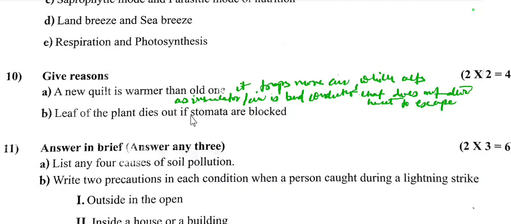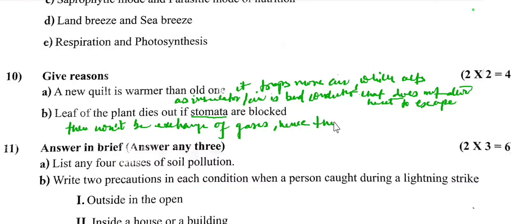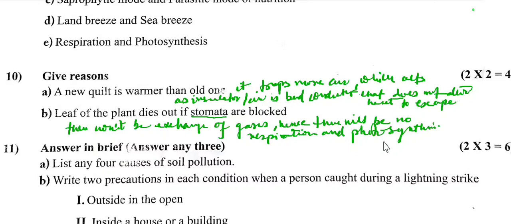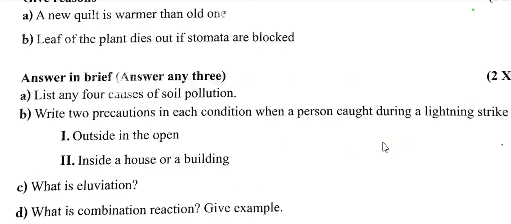The leaf of a plant dies out if stomata are blocked. Stomata are the tiny pores by which gases are exchanged. So let's write the answer. If the stomata are blocked, there won't be exchange of gases. Hence, there will be no respiration and no photosynthesis. So the plant will die. If you answer in this way, you'll get 4 marks.